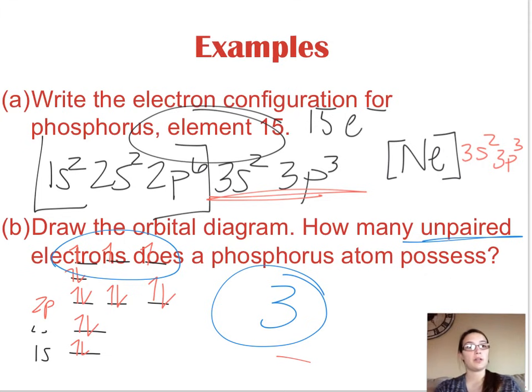So this was an example. Hopefully it helped you as you went through. If you have other questions, please ask them. If not, we'll go through some practice in class to really solidify these electron configurations.